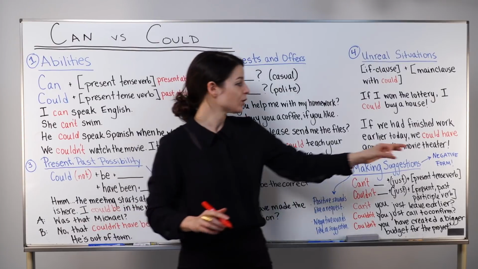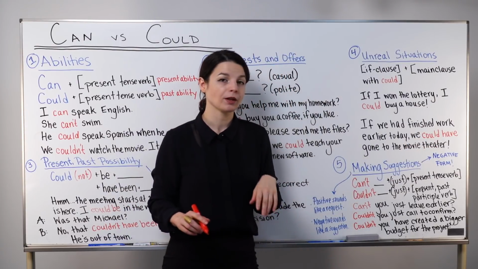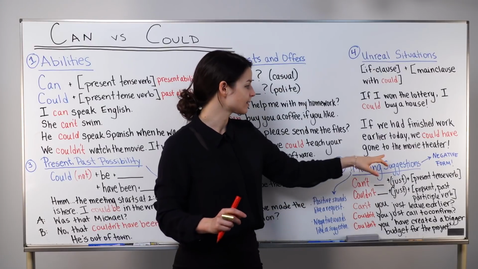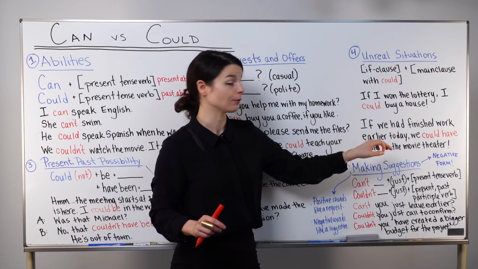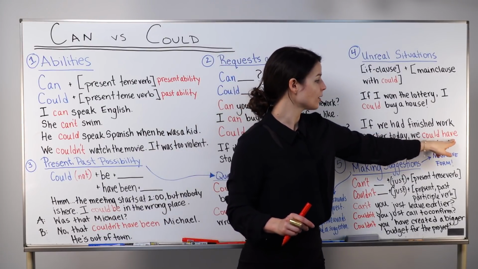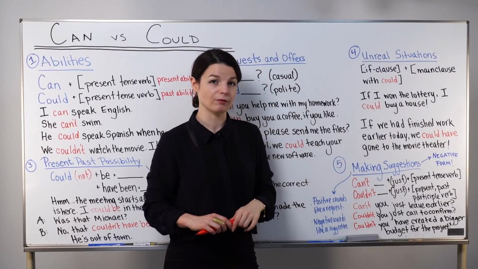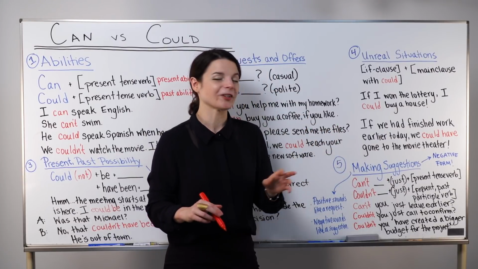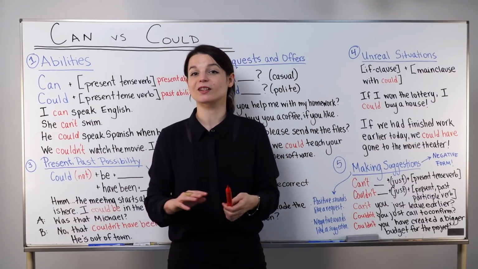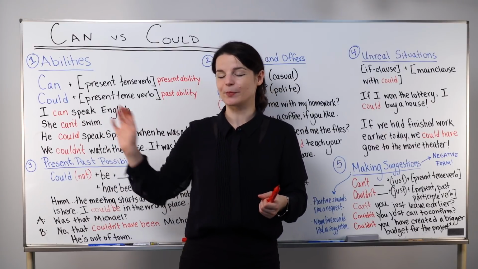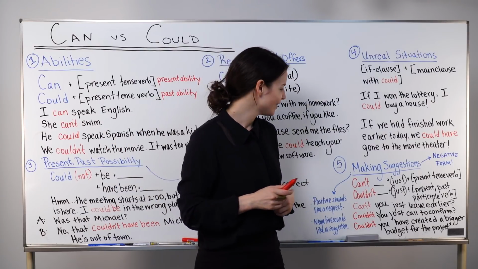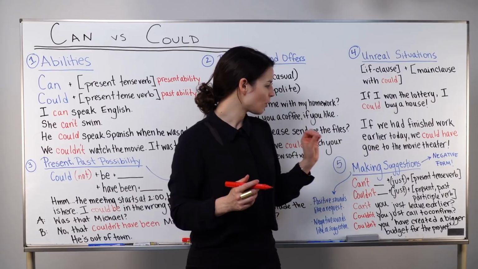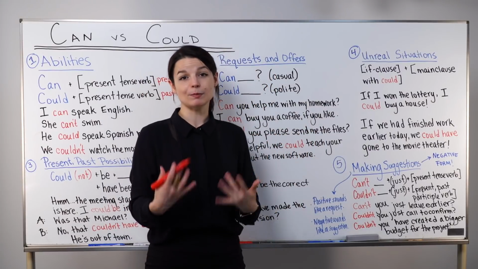And again, we use could here, not can. We make a past tense pattern by using have plus the past participle form of the verb. So again, a challenging grammar point, but this is one we use a lot to dream about past situations. Okay, let's finish this lesson with point number 5, kind of a small point.